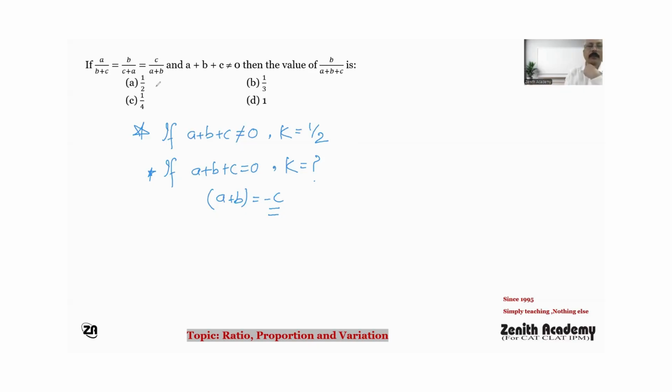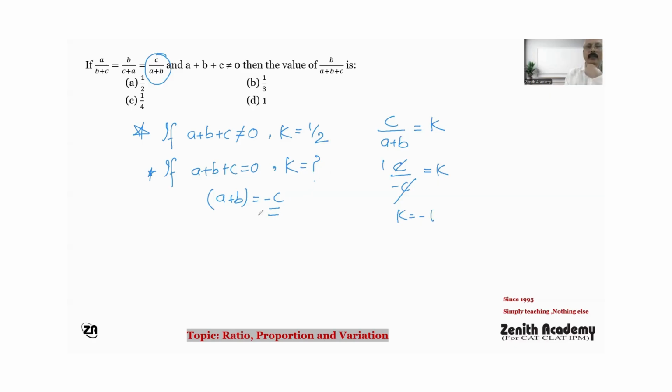अब इसमें जैसे यहाँ पे ये दे रखा है, तो c upon a plus b is also equal to constant k. So c upon a plus b की जगह माइनस c लिखेंगे इक्वल टू k, तो ये कैंसिल होके 1 आ जाएगा. क्या हो गया, k is equal to -1.